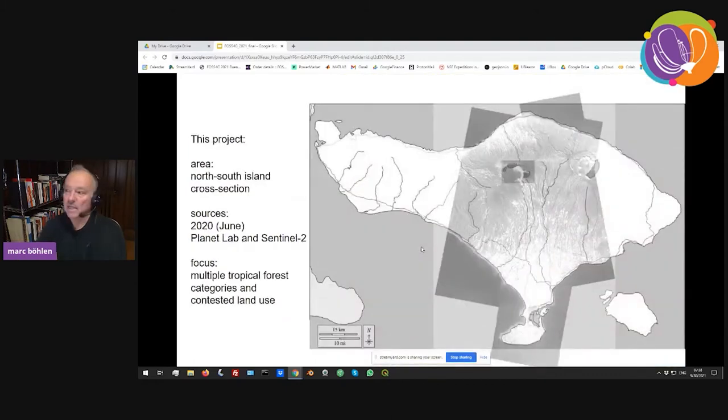Our interest now is to move a level up in complexity from the sensor suite, from the AI tools, and from the topics that we want to look at. So we want to look at multiple tropical forest categories and try to see if we can understand instances of contested land use. I'll get into that in a moment.